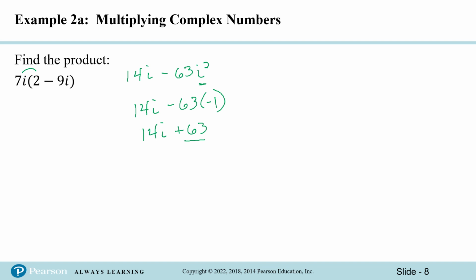We always put the real part first and the imaginary part second. And we know it's imaginary because it has i. So that's the imaginary part that has to come second.